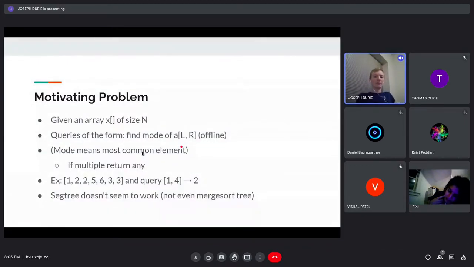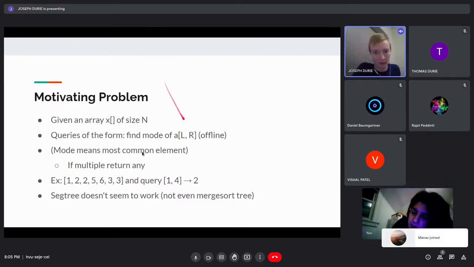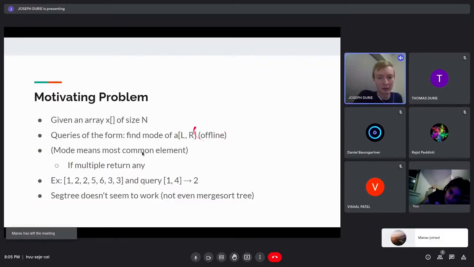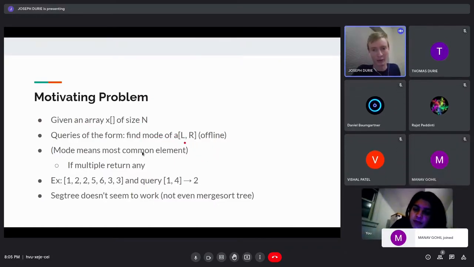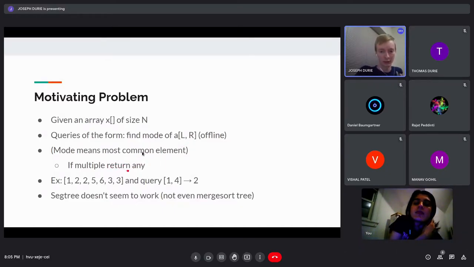So the motivating problem for this is you're given an array of size n and a bunch of queries where you want to find the mode of subarrays quickly. And an important thing is you can process these queries offline, which means that you don't have to answer them in order. So you can move them around or answer them in any order you want. Basically, for every subarray that we query, we want to find the most common element. And if there's multiple, you can return any.